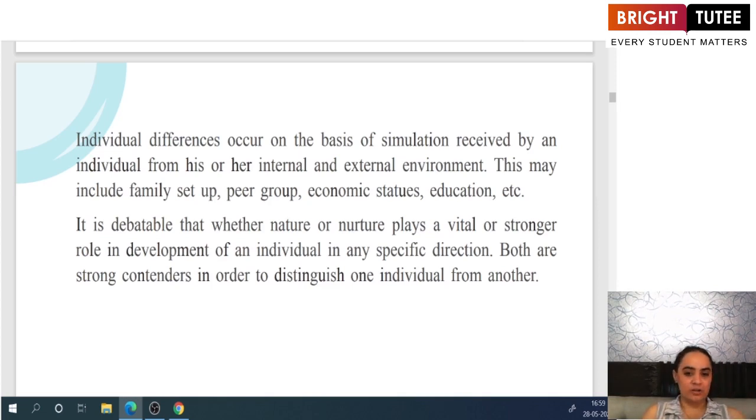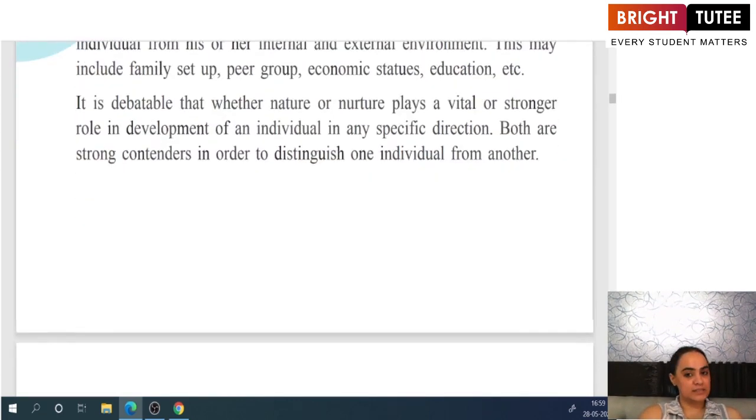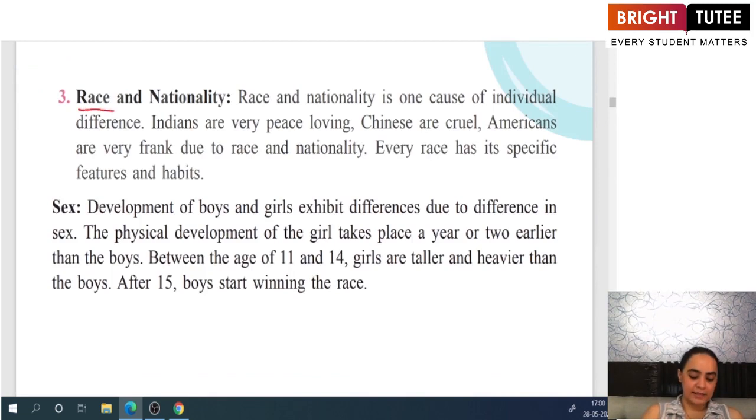So nature plays a greater role, but there is a debate which often takes place between psychologists, where they are confused whether it is nature or nurture that plays a greater role in the development of children, whether it is the external factors or the internal factors within the family that have a greater impact on the individual development of the child. But whatsoever may have a greater impact, both of them play a good role in bringing about differences in the children's personalities. Next is race and nationality.